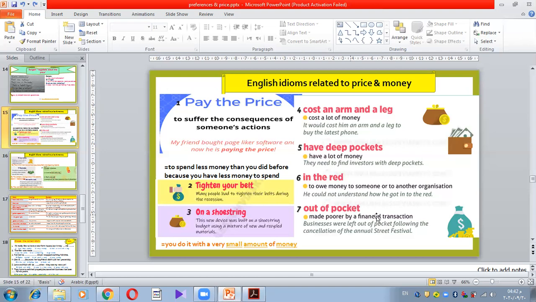Out of pocket. What is meant by out of pocket? Made poorer by a financial transaction. He was made poorer because of an action, a transaction made financially, related to money. Businesses were left out of pocket following the cancellation of the annual street festival. This cancellation made them poorer now.